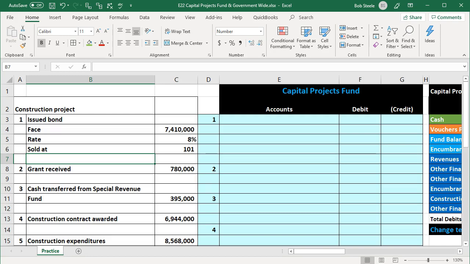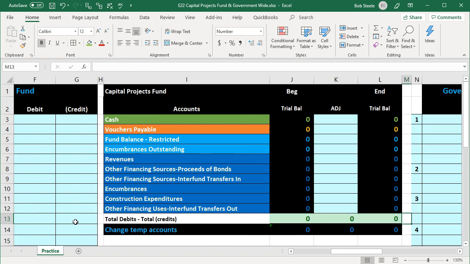In this presentation, we will work a problem recording transactions to the Capital Projects Fund and the government-wide activities. The information is going to be on the left side. We're going to record that information into the blue area on the right, into the general journal, posting to our worksheet. So our worksheet is going to give us a trial balance. We'll post to that trial balance. We'll be able then to see how these accounts are increasing and decreasing.